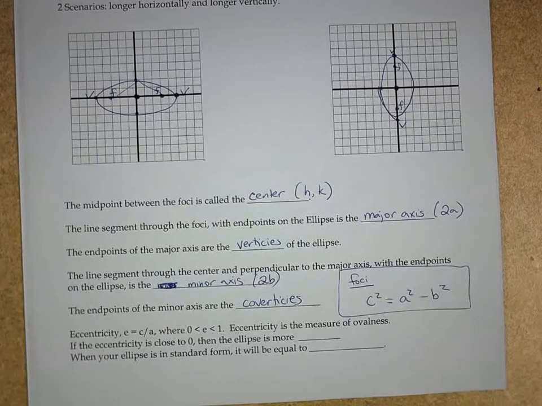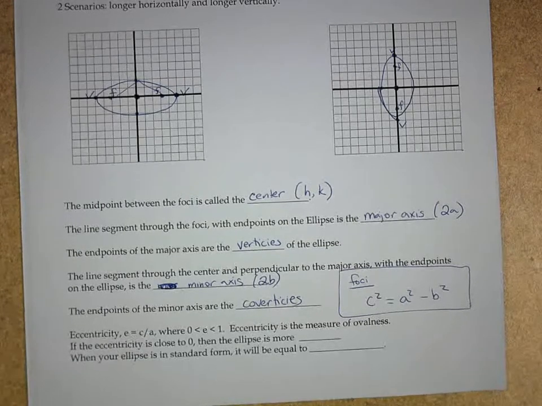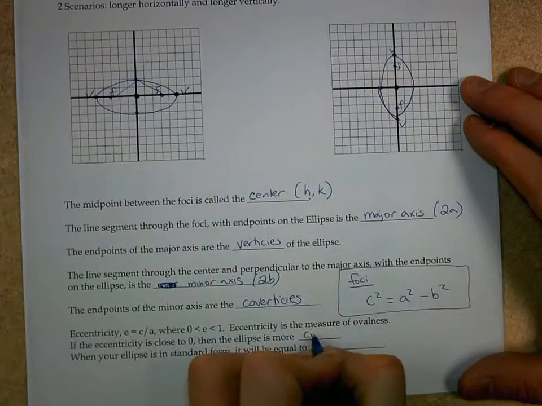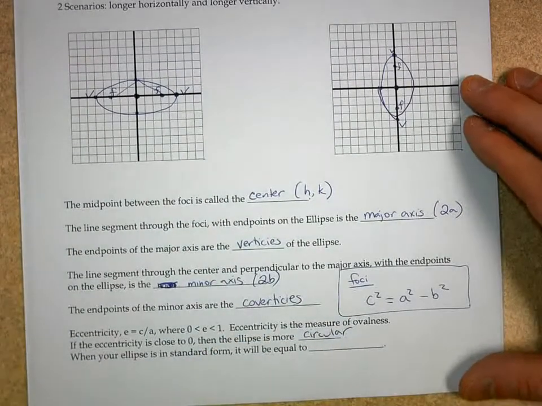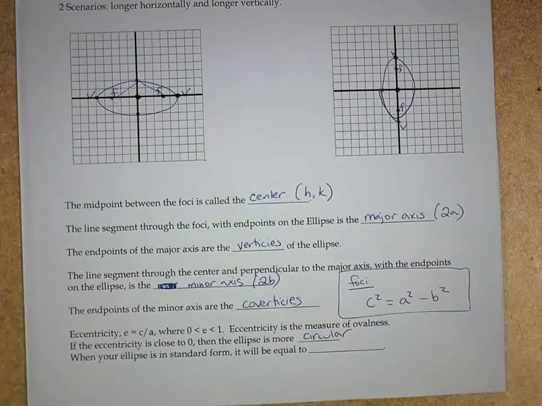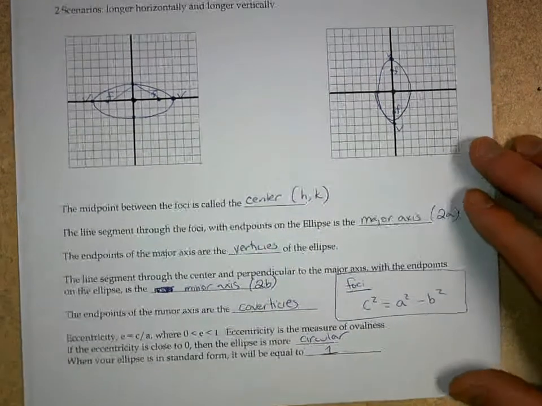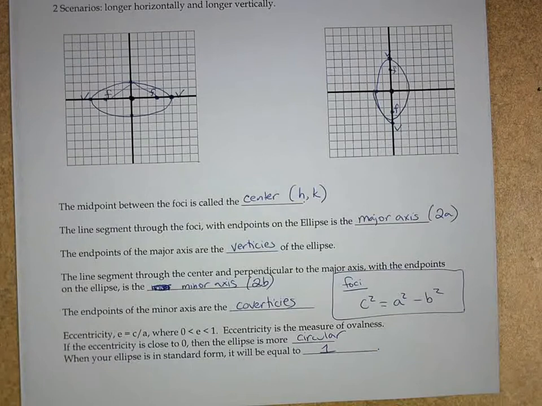The last fact that we have here is called eccentricity. And eccentricity tells us how much ovalness we have in the ellipse. If the eccentricity is close to 0, then the ellipse is more circular. And if your ellipse is in standard form, it is always going to be equal to 1. So it might be some x squared quantity plus a y squared quantity, and it's going to be equal to 1. Whereas the circle that you had was x squared plus y squared is equal to, say, 16, and then you know you have a radius of 4. So with your ellipse, you're going to have it in standard form equal to 1.